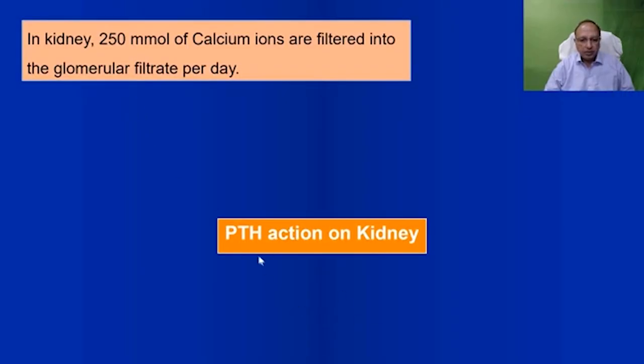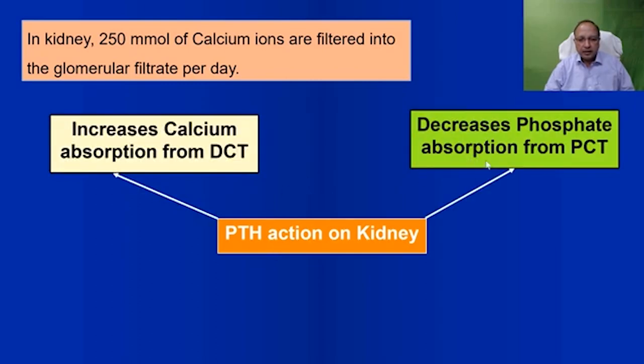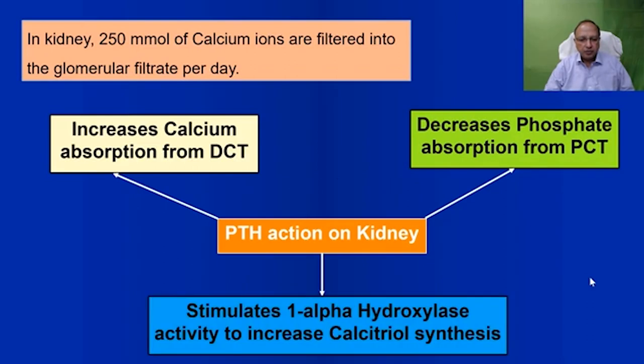So now coming to the parathyroid action on the kidney. The parathormone will act on the kidney to cause an increase in the calcium absorption and a decrease in the phosphate absorption. So in kidney, roughly around 250 millimoles of the calcium ions are filtered into the glomerular filtrate per day. And there is an increase in the calcium absorption from the distal tubule, and there is a decrease in the phosphate absorption from the proximal convoluted tubule.